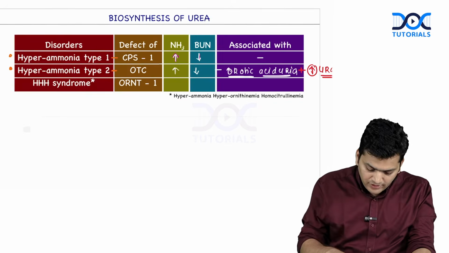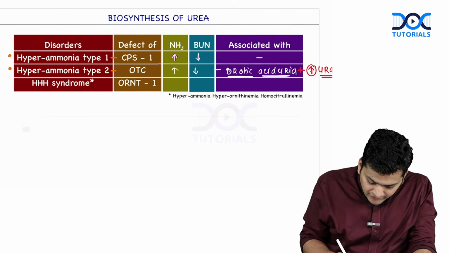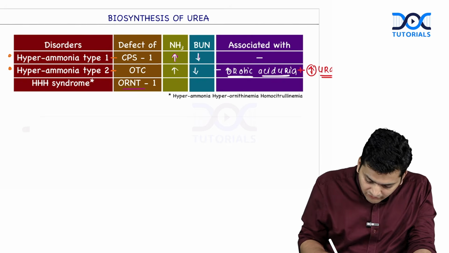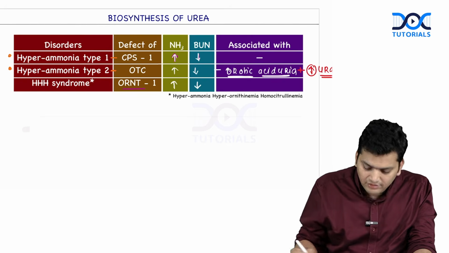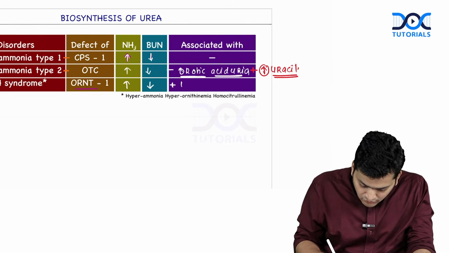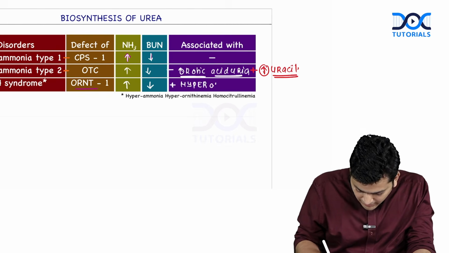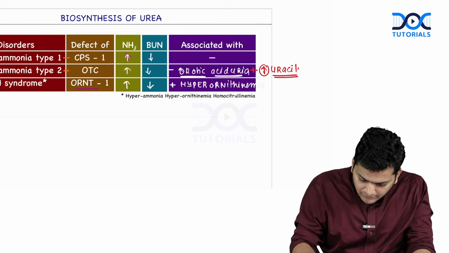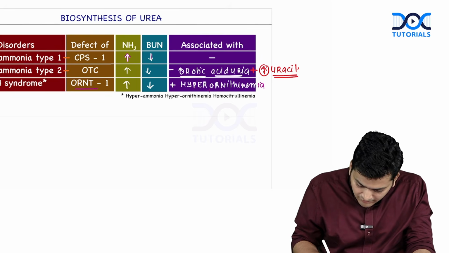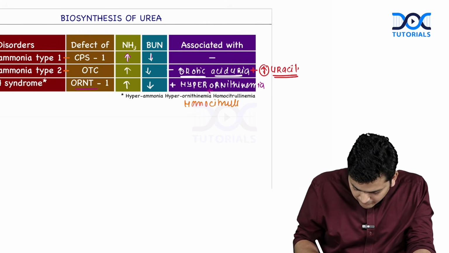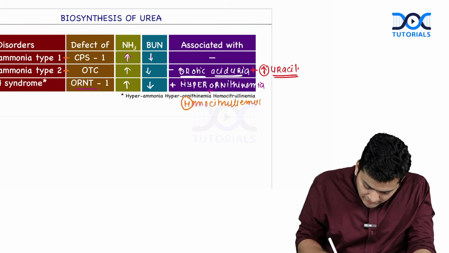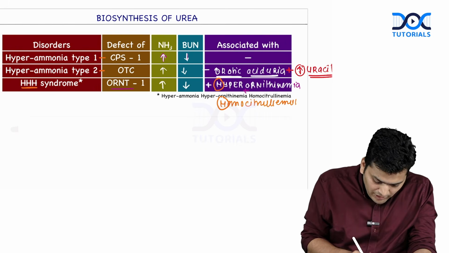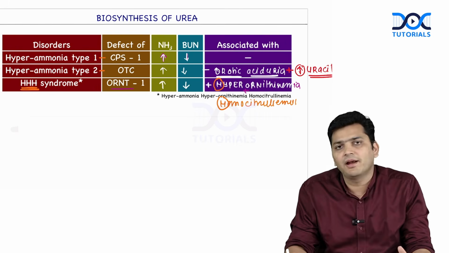So in the triple H syndrome, there is a defect in the ornithine transporter 1. There will be increase in the ammonia, decrease in the urea, plus there is going to be hyperornithinemia, plus homocitrullinemia. And that is why this disease is also called triple H syndrome: hyperammonemia, hyperornithinemia, and homocitrullinemia.